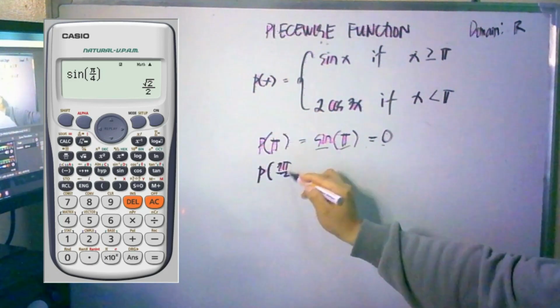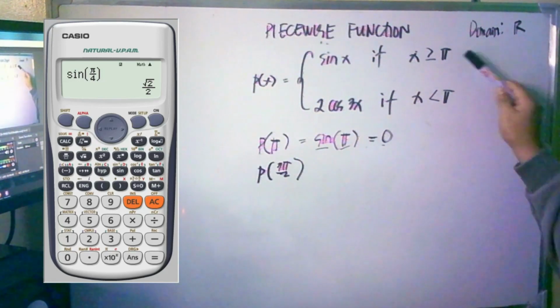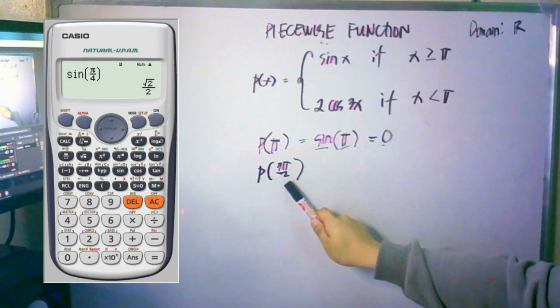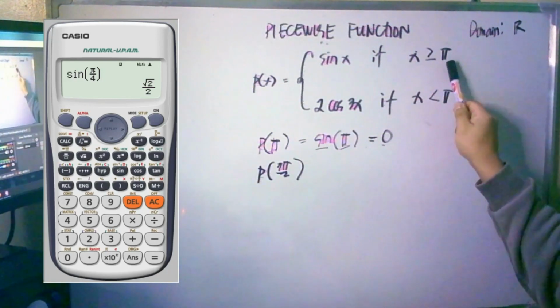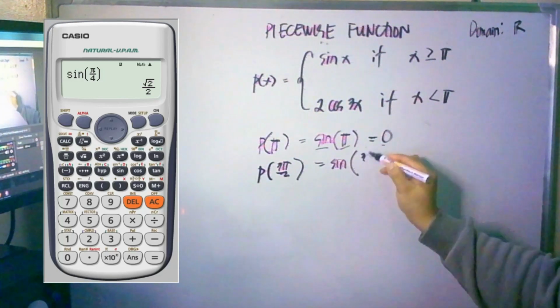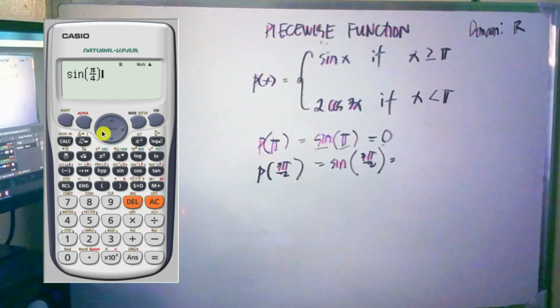P of, say, 3 pi over 2. What piece are we going to use here? First, sir. First piece. 3 pi over 2 is 1.5 pi, kumbaga. That is greater than pi. So we still make use of the first piece. So we have sine of 3 pi over 2. 3 pi over 2 yung nasa baba kanina. Or we can make use of our calculator. Negative 1, sir. Negative 1. The answer is negative 1.